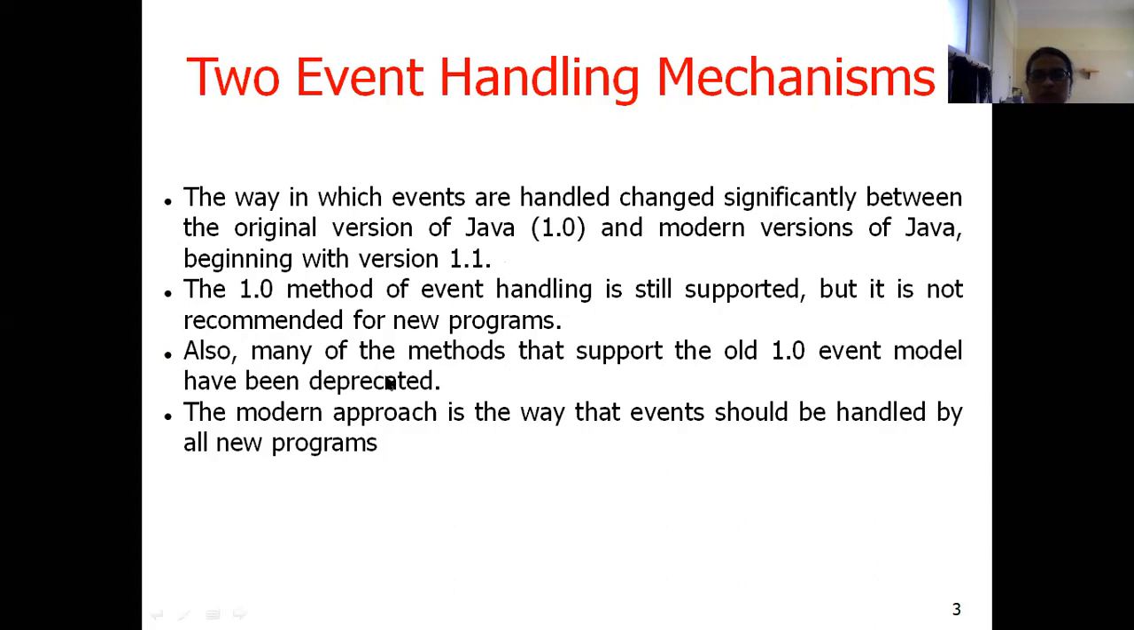So that is one concept here. The modern approach is the way events should be handled by all new programs. Here they are talking about 1 and 1.1, but now we have JDK 14 or JDK 15, which are much better than these, right? So this is just for your information, the two event handling mechanisms and how they are handled. That's it. This is not very important, though it is in your syllabus, I'm saying.